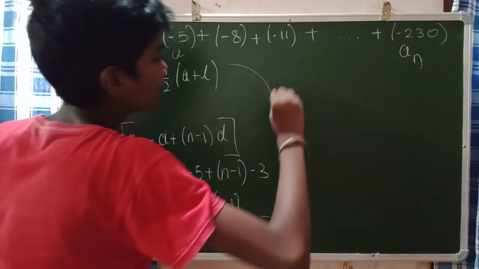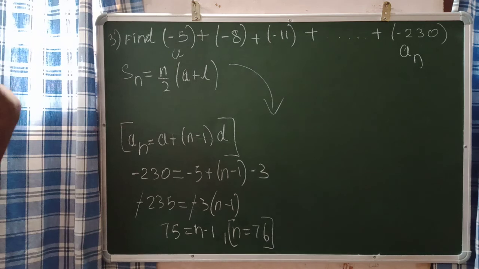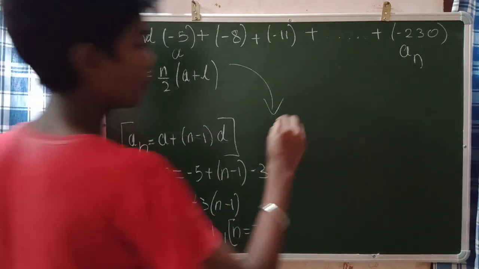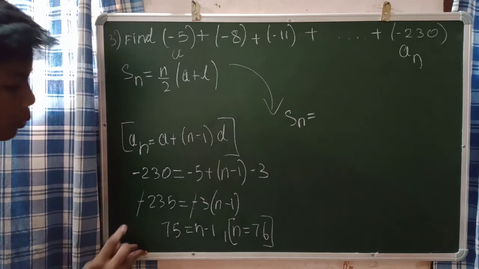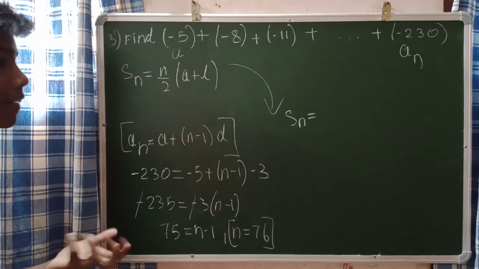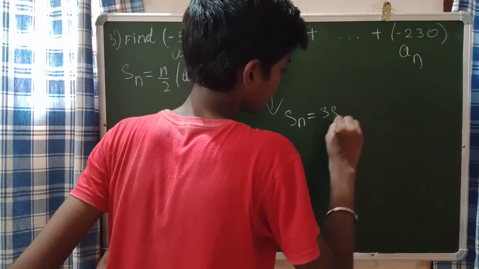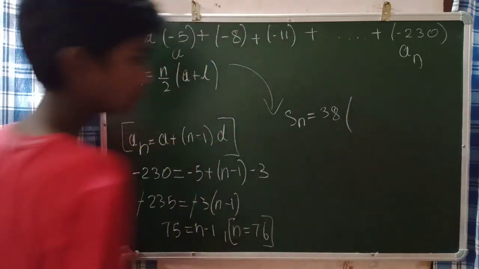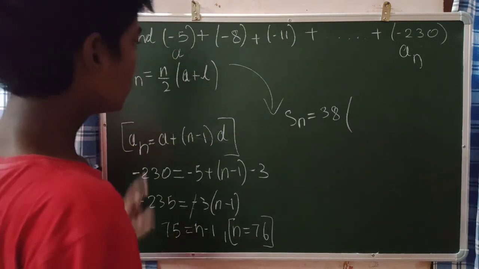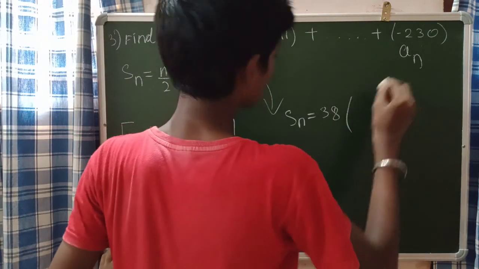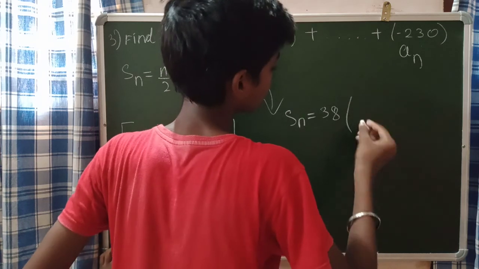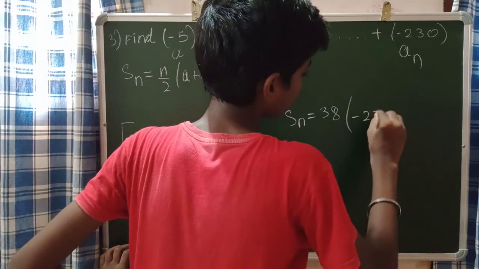Now directly jump into this formula. That formula is Sn is equal to n by 2. N by 2 is 76 by 2. What is 76 by 2? 76 by 2 is nothing but 38, into first term plus last term. First term plus last term is minus 230 plus minus 5, that is equal to minus 235.